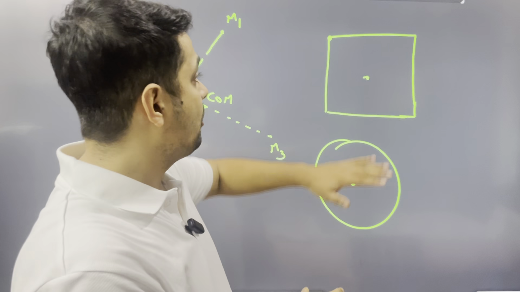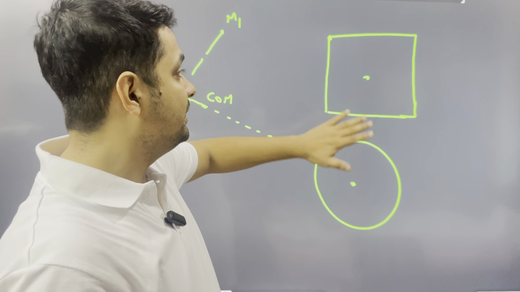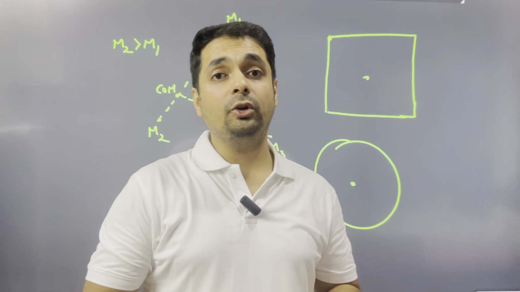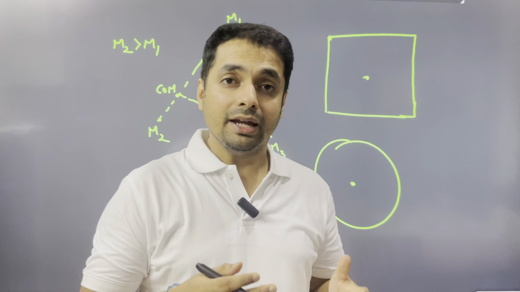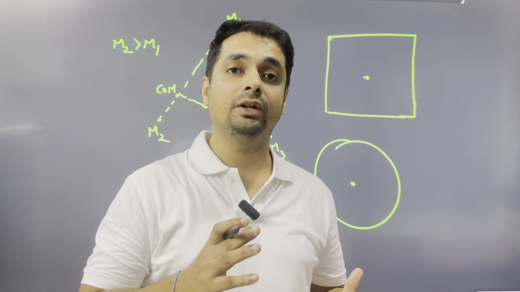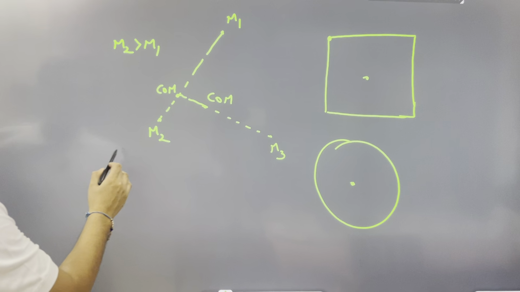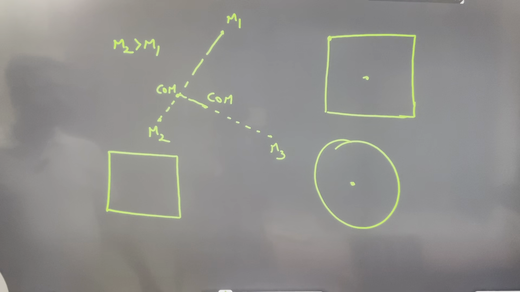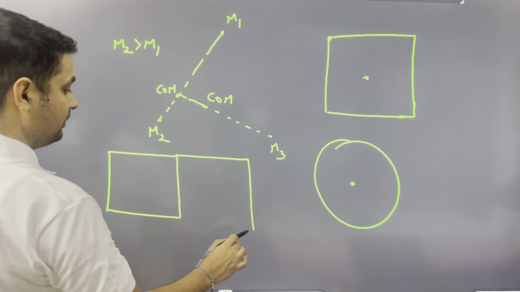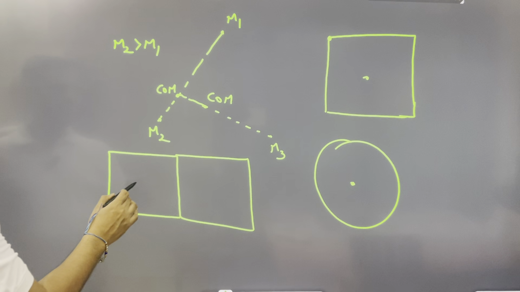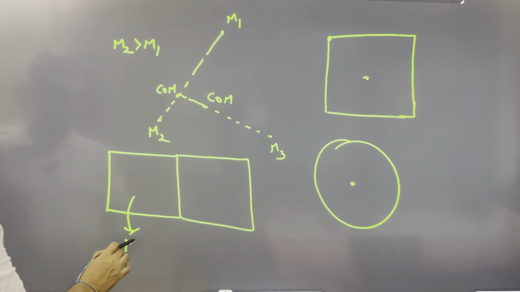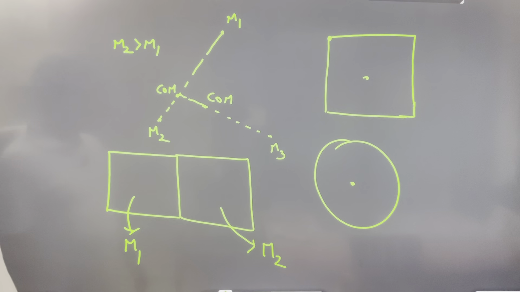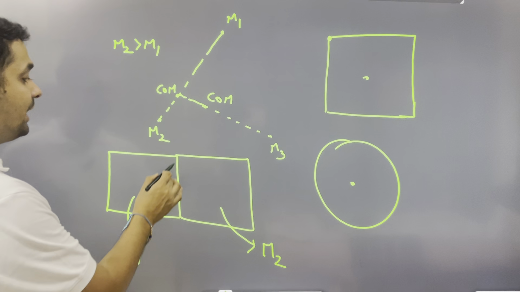If it's a uniform body like a square plate or circular plate, then definitely the center of mass will lie at its physical center. But if it is not a uniform body, then its center of mass will not lie at the physical center. For example, I have one plate like this, and another plate in this way. Now one plate has mass M1 and another plate has mass M2, and M1 and M2 are not equal, correct? So its center of mass will not lie on this line.